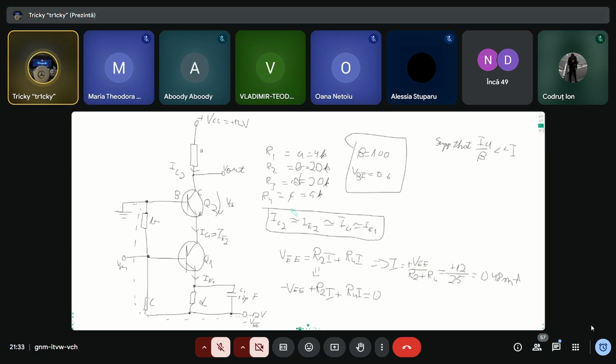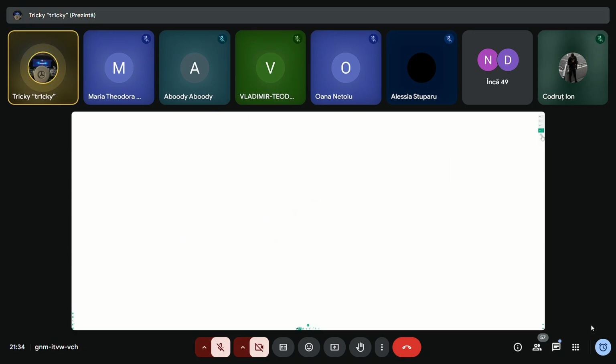So you don't write for both transistors here that IC over beta is much smaller than I. It's just this one over here, because the base of the first one is connected to ground. So for other problems, you need to write... Yeah, right. If we did not have for the first transistor here the base connected to the ground, we would have written that both IC1 and IC2 divided by beta is much smaller than I.